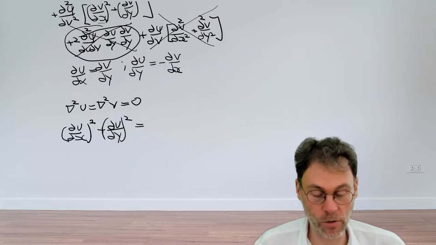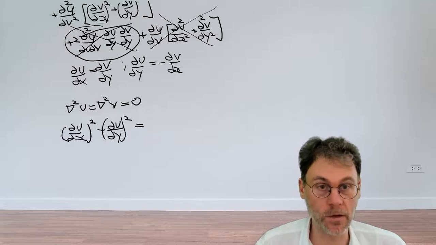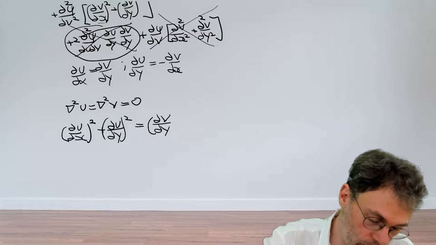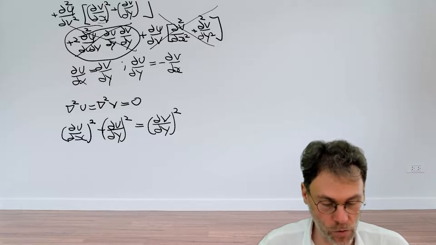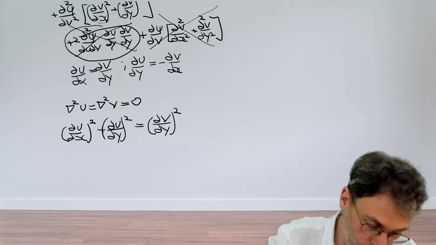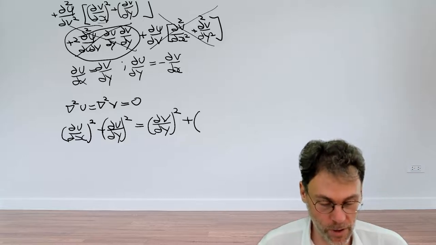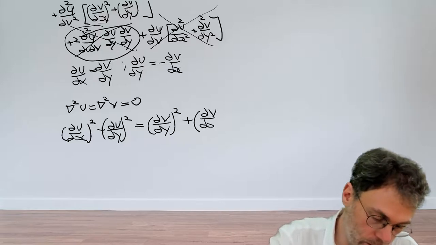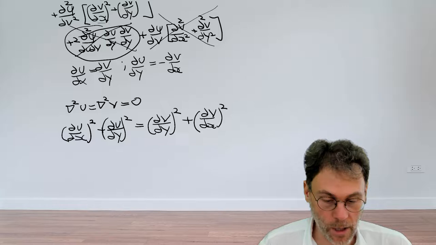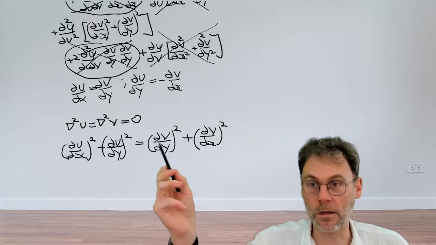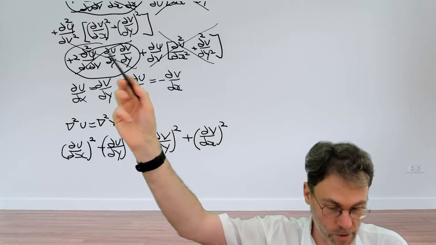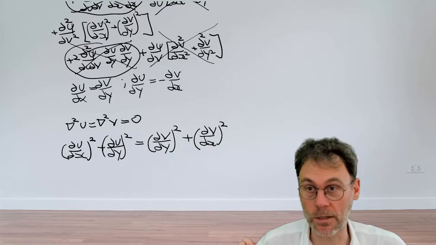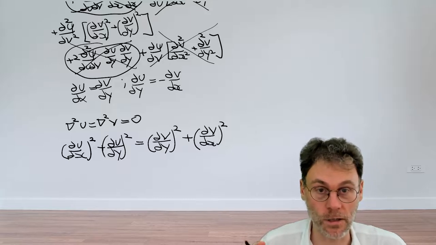Let's apply Cauchy-Riemann, so the u dx, that's dv dy, so this now becomes dv dy squared, and then the u dy, that becomes minus dv dx, but if we square, that doesn't really matter, but the u dy is going to give us a dv dx squared. Now, if we compare that expression to that expression over here, we can luckily come to the conclusion that these are exactly the same.